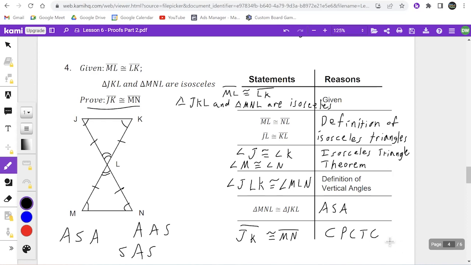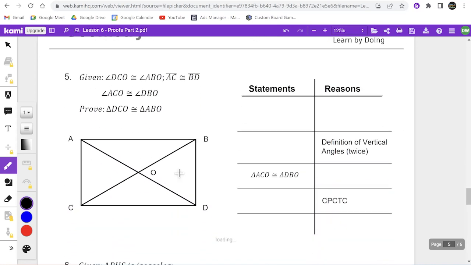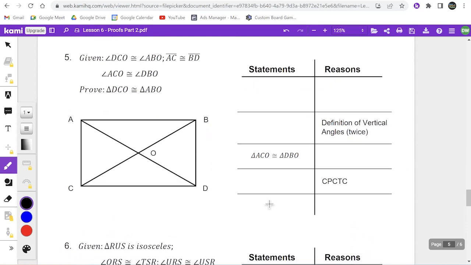Any questions? Okay. 3 more to go. These are the hardest ones coming up.